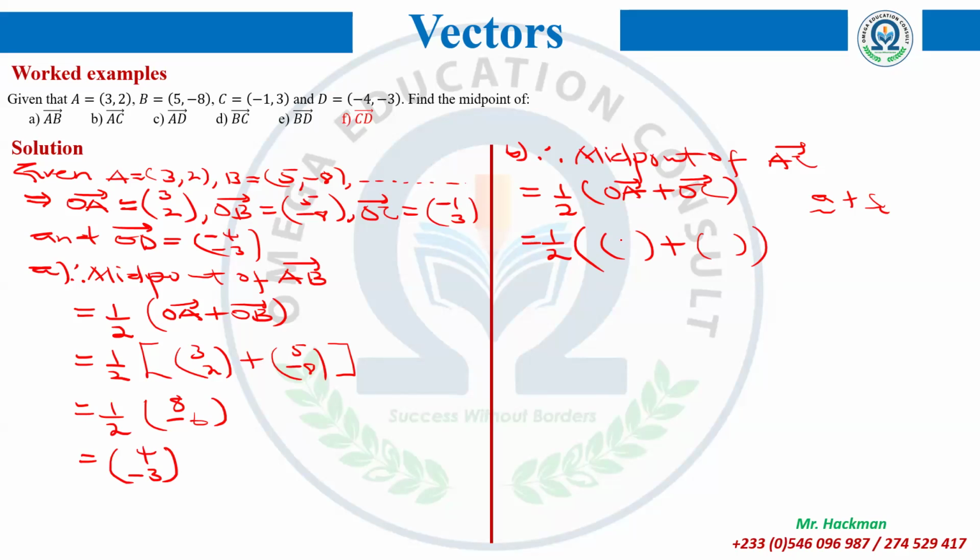Now that will give us OA, the same OA, which is 3, 2. Then OC here is minus 1, 3. At this point, this will be equal to half of, you are now going to work with what you have in the bracket. You combine, and as you combine, it will give you one bracket, so the outer bracket will not be necessary. So that will give you 3 plus minus 1, that's positive 2. 2 plus 3 will give us 5. So it means we are going to get half times 2, which will give us 1, then 5 over 2.